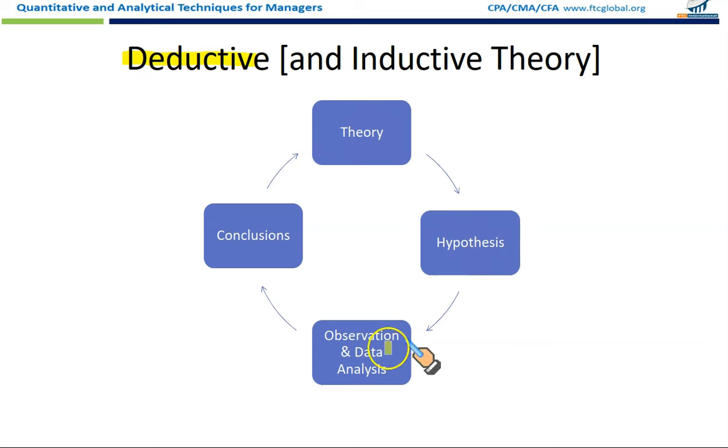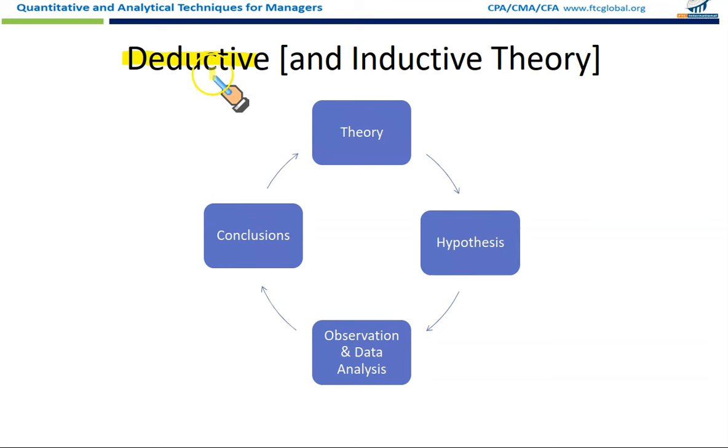Then in observation and data analysis, you make observations or collect data relevant to the hypothesis. For example, you observe swans at a lake. And then finally, you draw a conclusion based on your observations. For example, you conclude that since every swan you observed had wings, your hypothesis is supported.